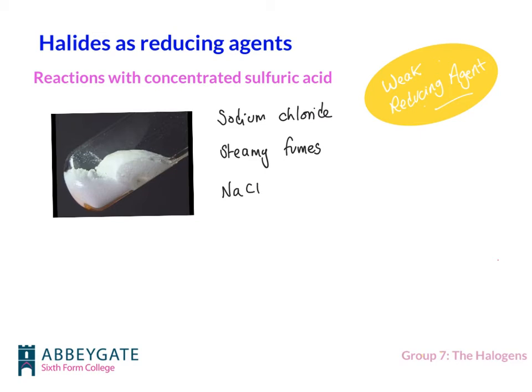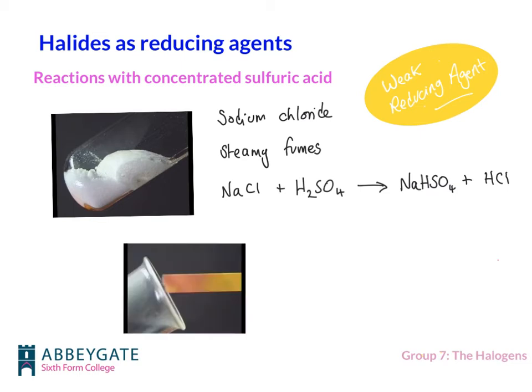Now this is because the sodium chloride reacts with the sulfuric acid and forms sodium hydrogen sulfate and hydrogen chloride gas, and those steamy fumes are the hydrogen chloride gas. Now you could test them with indicator strip and you'd be able to see that we had acidic fumes, and that would be how we know we've got the hydrogen chloride gas.